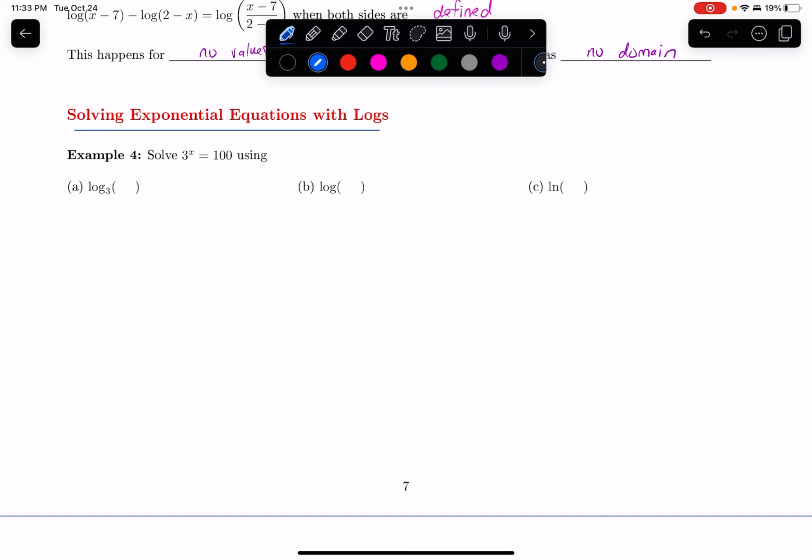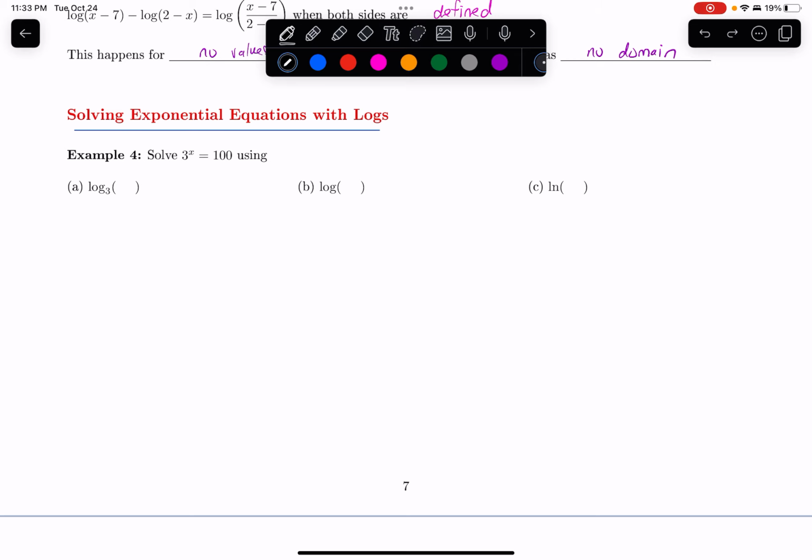Okay, so this is really one of the key uses of logs, to solve equations like this. Let's say I have 3 to the x equals 100. And I'm going to solve this in 3 ways. I'm going to do it with log base 3, we'll do it with just good old log, which is log base 10, and then with ln.